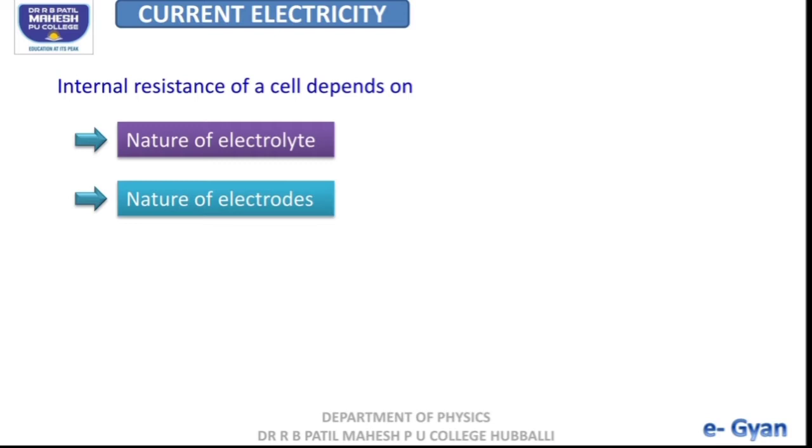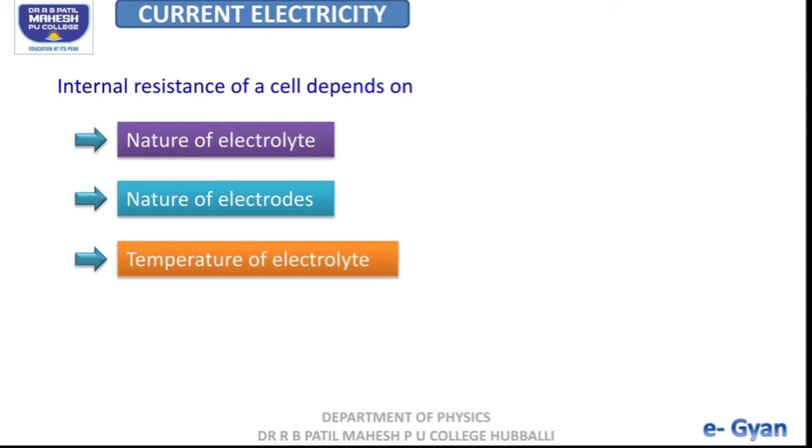Second one, nature of electrodes. Internal resistance also depends on nature of electrodes. Third one, temperature of electrolyte. When the temperature of electrolyte is increased, there is increase in thermally generated electrons, and due to this we get more number of electrons, hence conductivity will increase. Therefore, by this we can say that internal resistance is inversely proportional to temperature of the electrolyte.